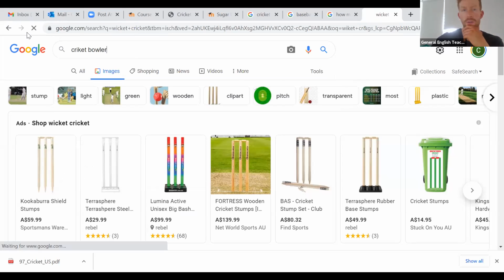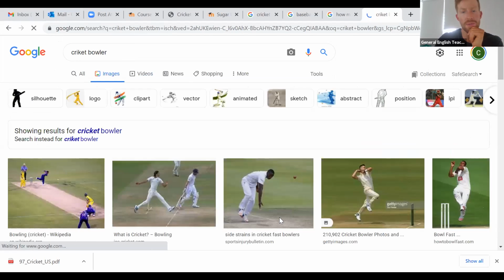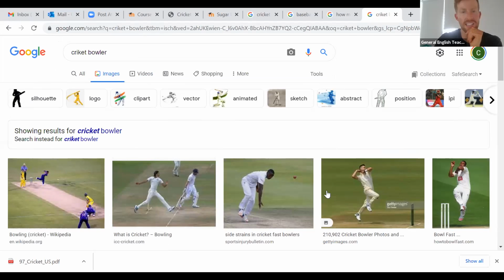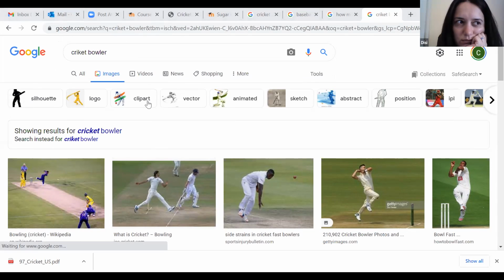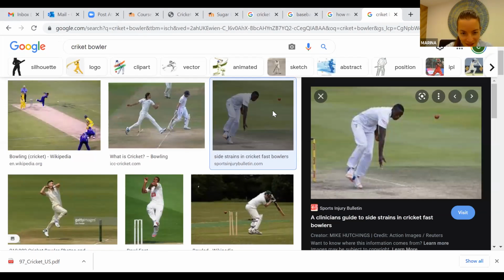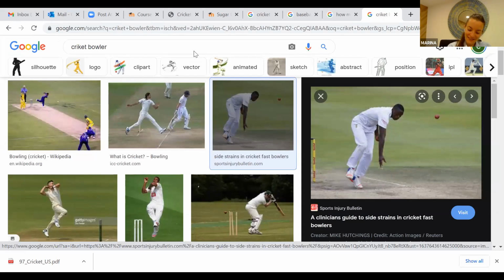You might know bowler from bowling. Has anyone ever been bowling? Yes. In the bowling alley? It's the same word. So in cricket, you have the person who throws the ball, right? And it's the same when you go bowling. You're a bowler. So that action is a bowler, the person though.